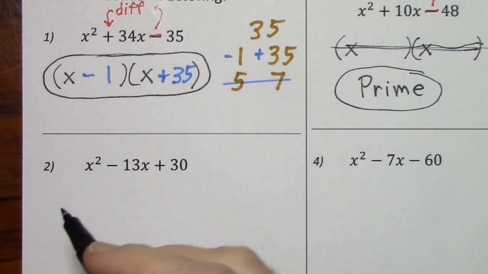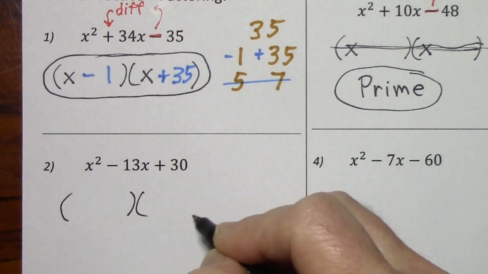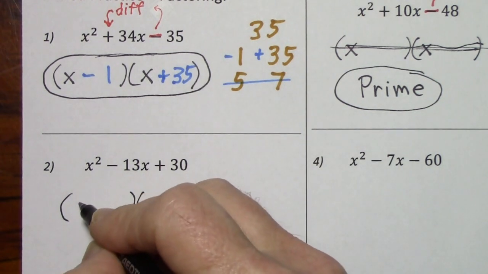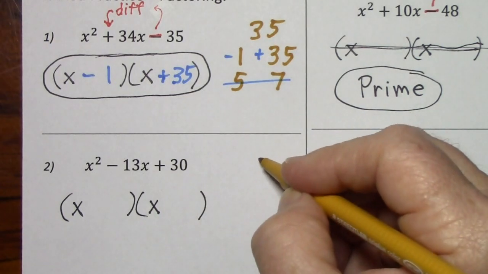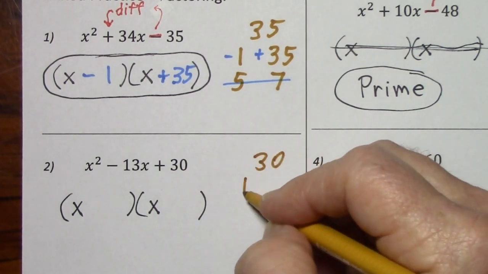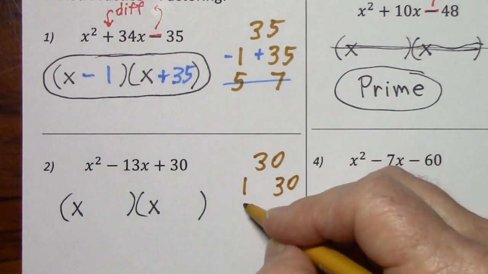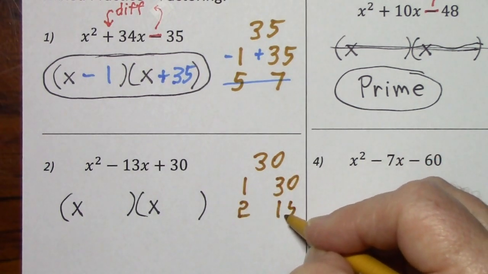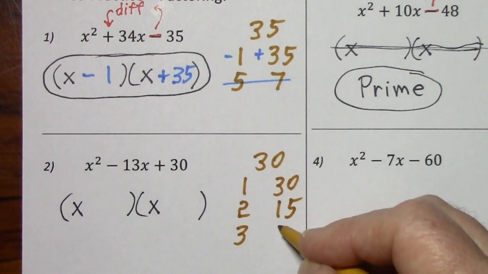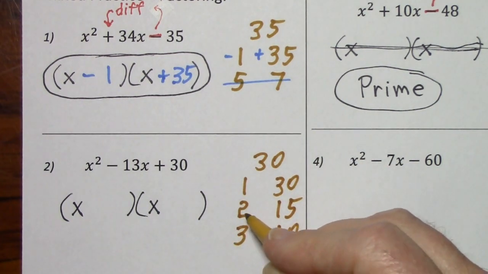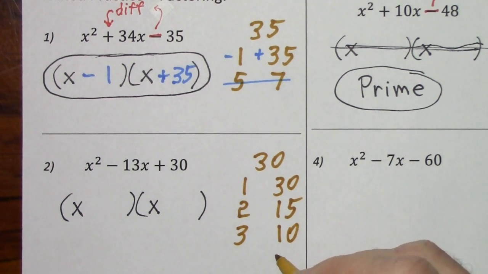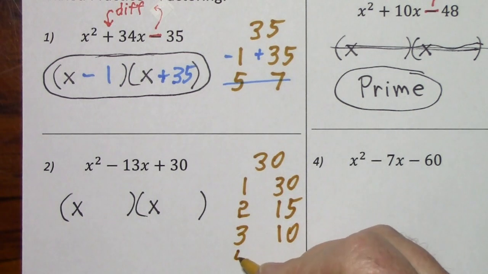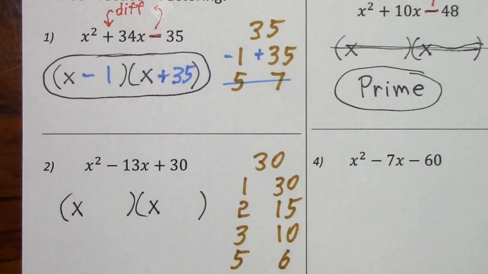Looking at number 2, for the x squared, we'll have x times x. For the 30, four won't work because if I double two, that's an odd number, I can't cut it in half. Five goes in, and then when I get to the next number, six, I already have it.